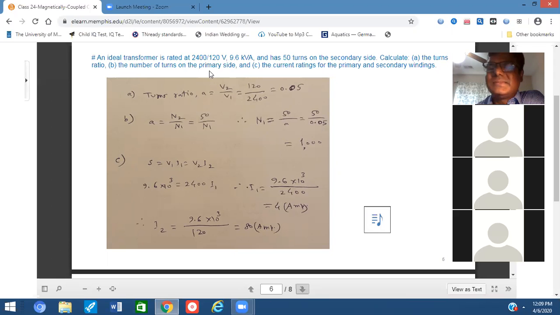Yeah, makes sense. Okay. And then it's 9, perfect. Okay, thank you. And then 9.6 kVA, that is the transformer rating.